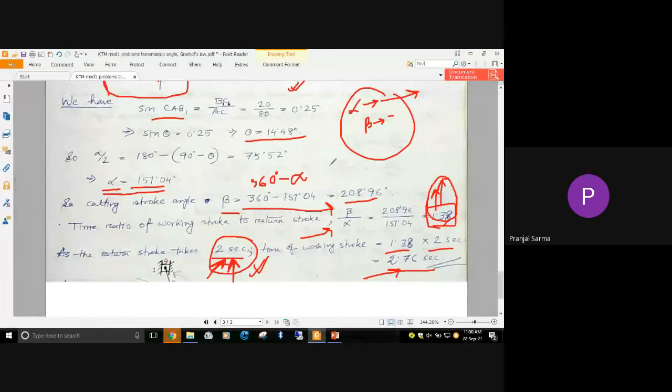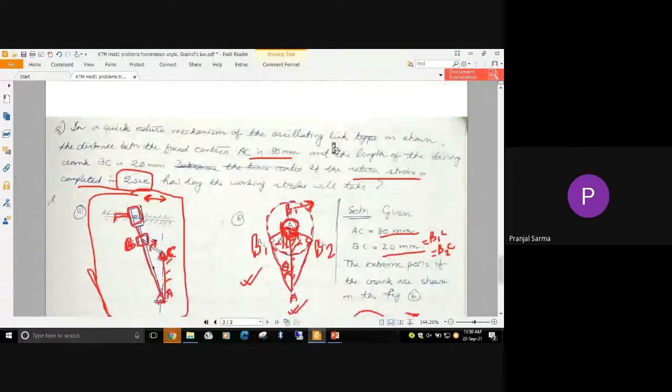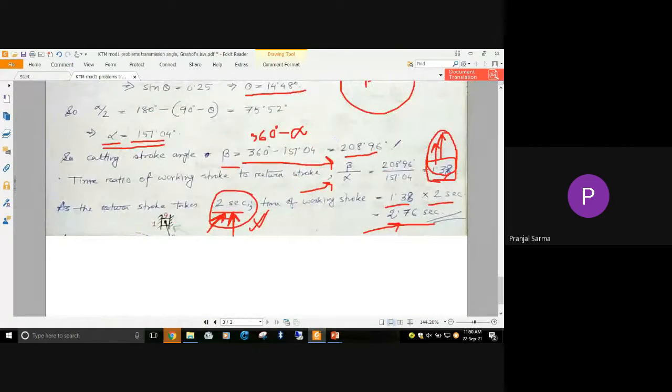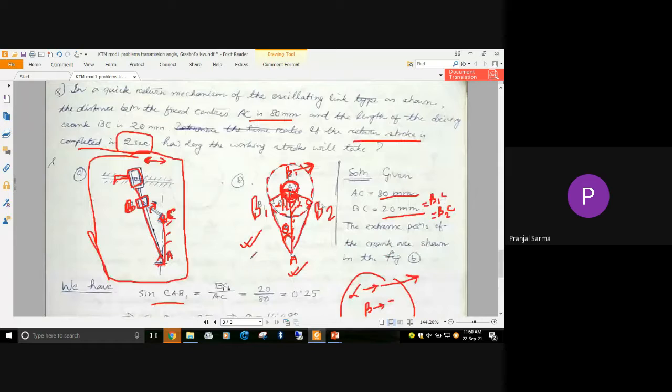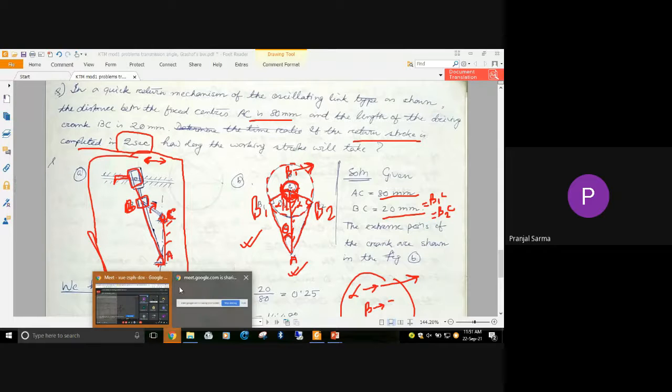This kind of small problem can also come up, so just try solving this kind. You have understood how this is solved. From the configuration, we are just interested in finding the angles. We know how the time and the different angles are related, cutting stroke time and cutting stroke angle. If I know the values of the angles, we can know the time taken also. So with this, for today, we'll stop here.